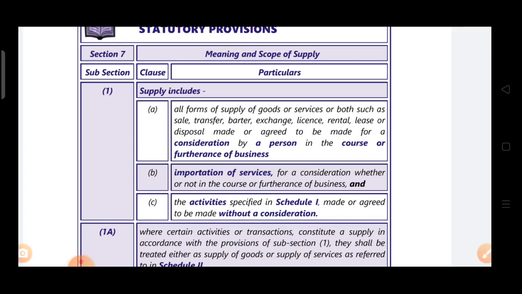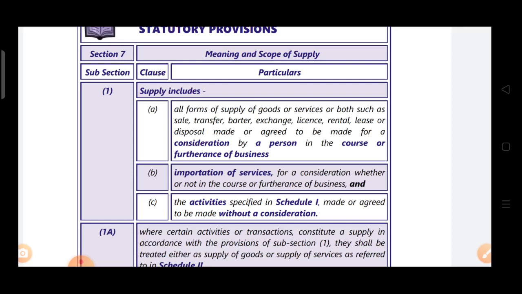And if they are made, or agreed to be made, for a consideration by a person in the course of furtherance of business, then it is supply. So the keywords to pick are: supply includes sale, transfer, barter, exchange, made or agreed to be made. Then consideration must be there in supply, and it should be in the course of furtherance of business.